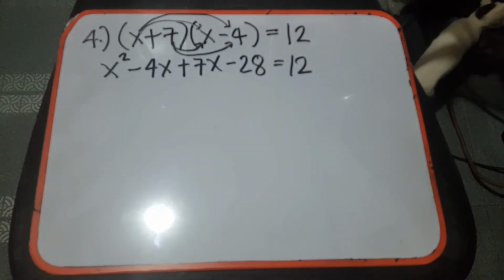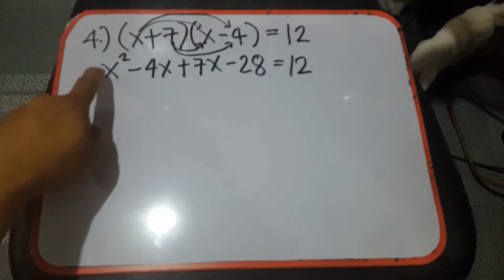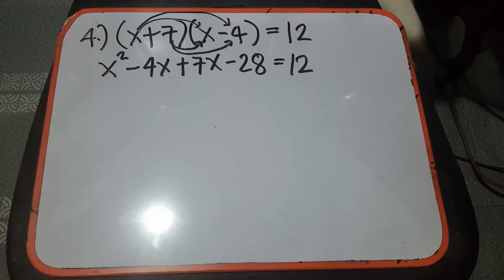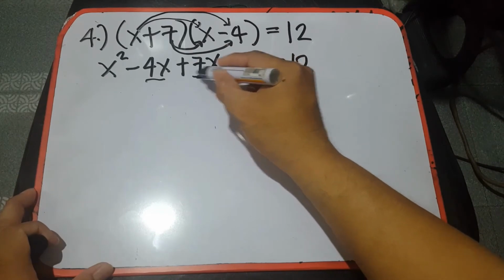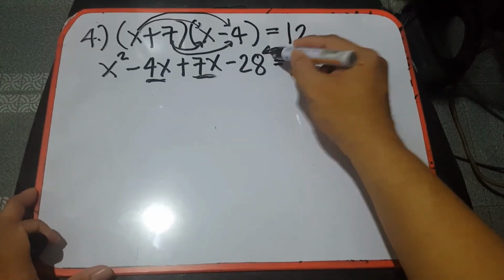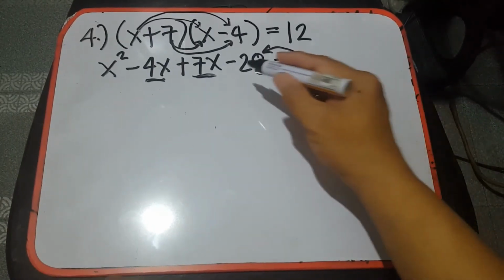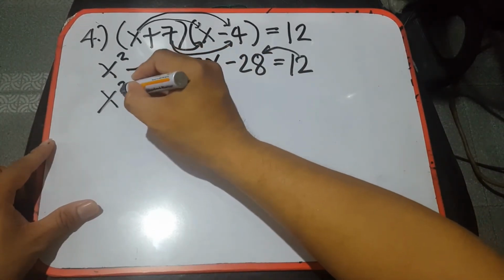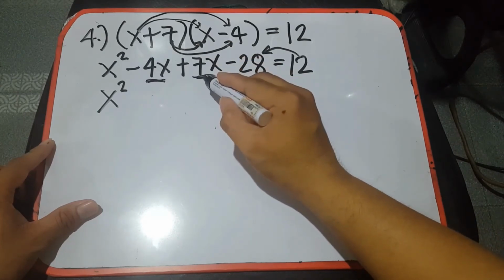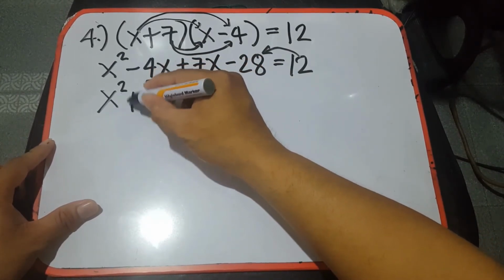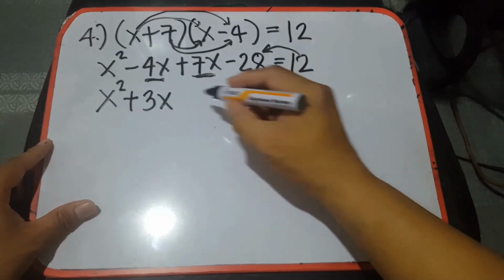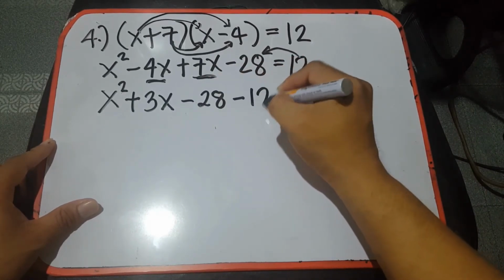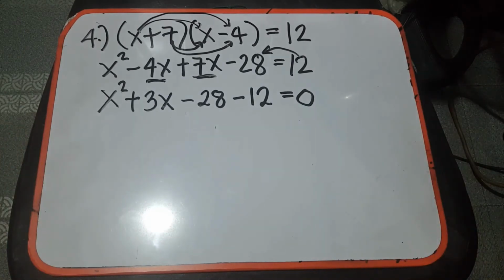Now, when you do the distributive property, as you can see, we now have a variable whose exponent is 2. So, let's simplify first this middle term. Then let's also move the 12 to the left side of the equation, because both negative 28 and 12 are constants. So, simplify. We have x squared. Then negative 4x plus 7x will come up with positive 3x. Then when you move 12 to the left side, that would be negative 28 minus 12 is equal to 0.